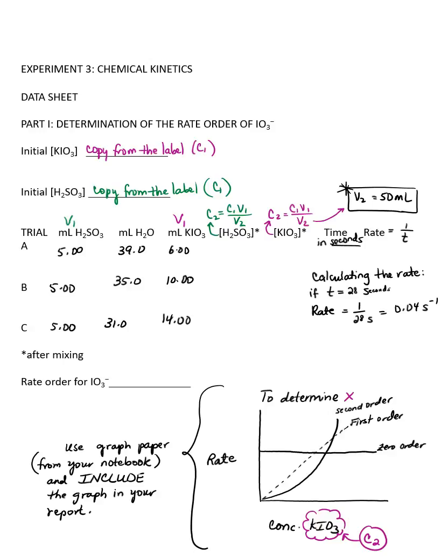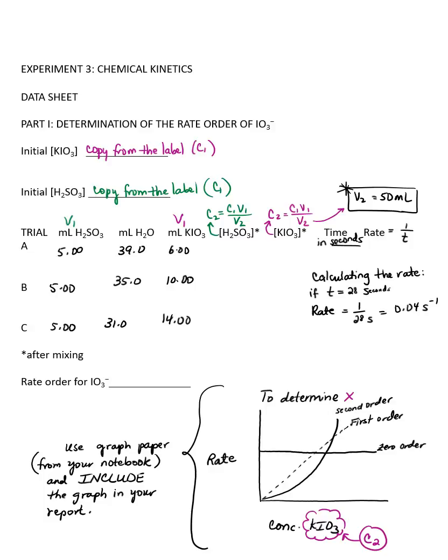So in part one, you're doing the same experiment 3 different times, and what you're changing is the concentration for your IO3 minus 1, your iodide ion. So you have to copy your initial concentration for your potassium iodide, the initial concentration for the acid from the label. And you see how I have them in different colors.